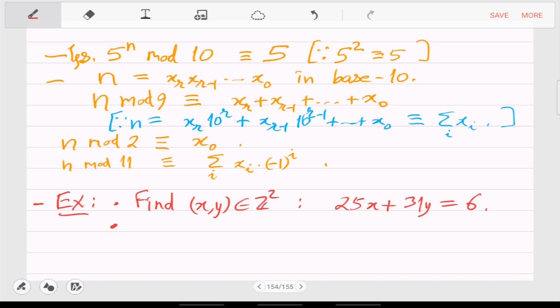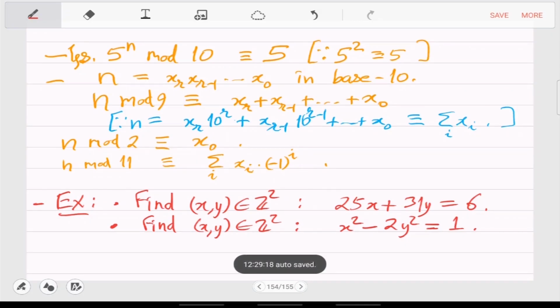And if you want to make it really hard, then you have to go to quadratic Diophantine systems, like find x, y such that maybe x square minus 2y square is 1. Okay, these kind of systems will be harder now to analyze. So anyways, you can play with this.